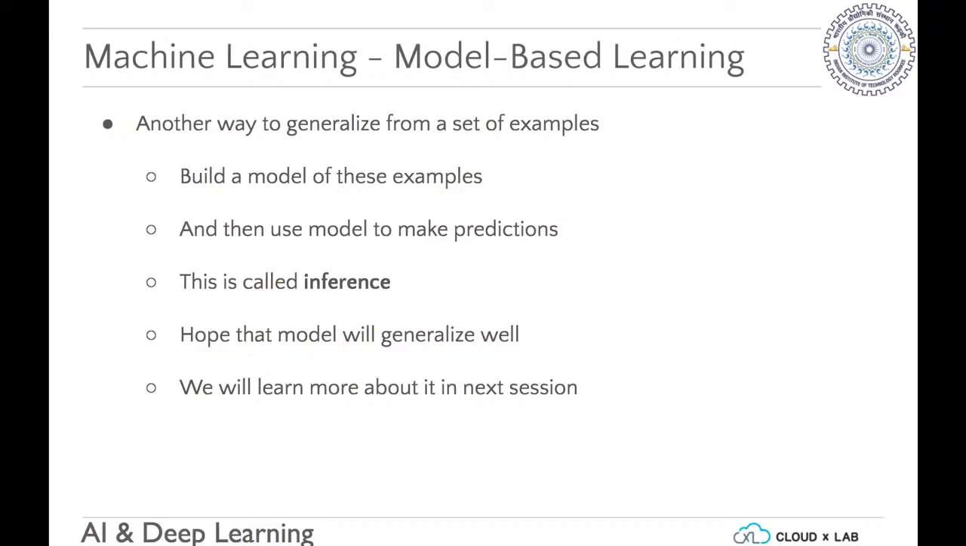Another way to generalize from a set of examples is model-based learning. Let me just go through this once. Probably for those who could not get the previous one, let me reword it. Build a model from the example experiences. So whatever past experiences you have, you build a model around that, and then use that model to make predictions. This is called inference. And we hope that the model will generalize well.